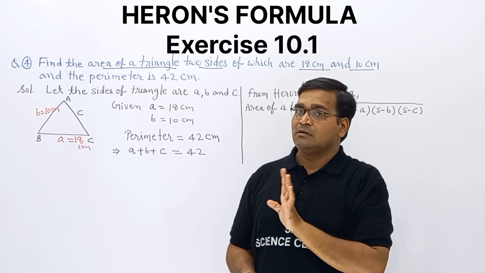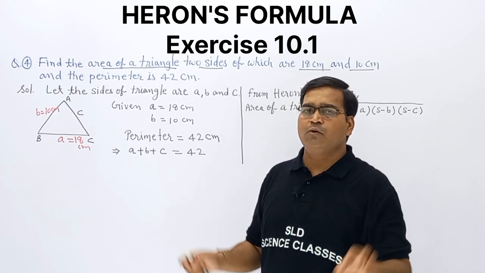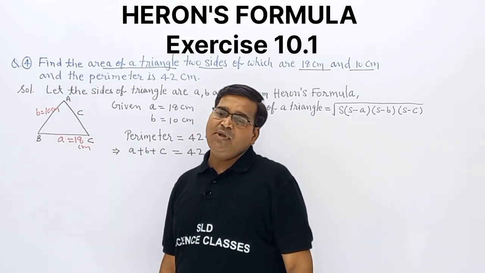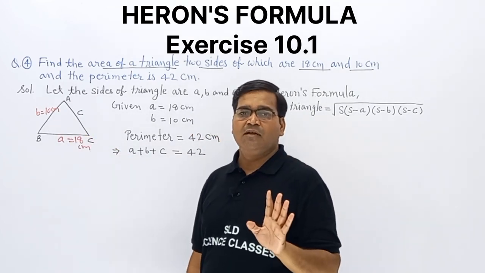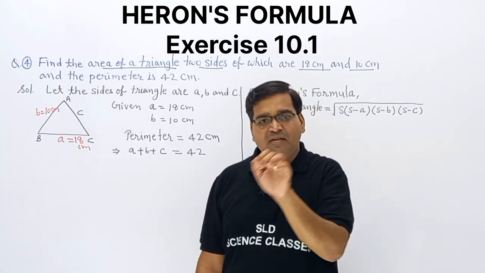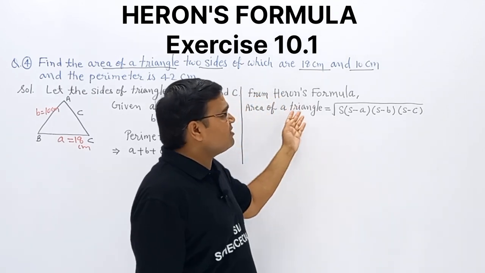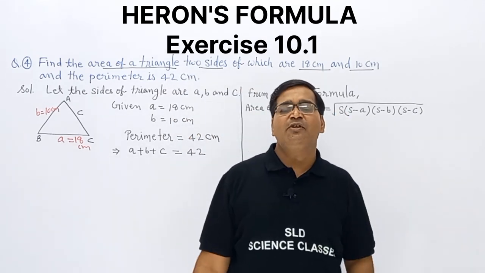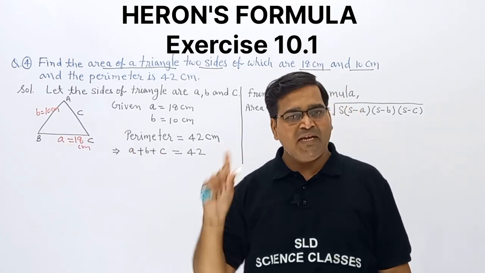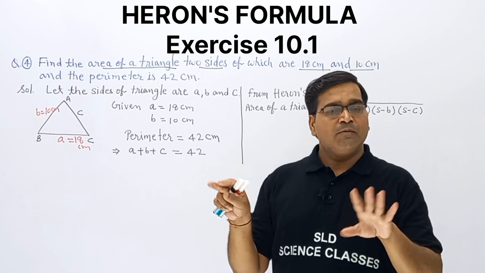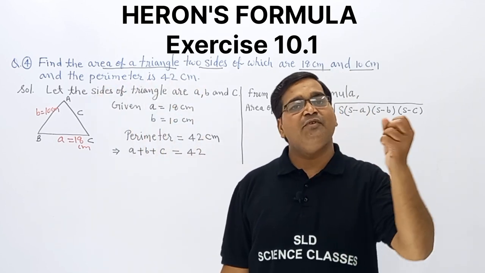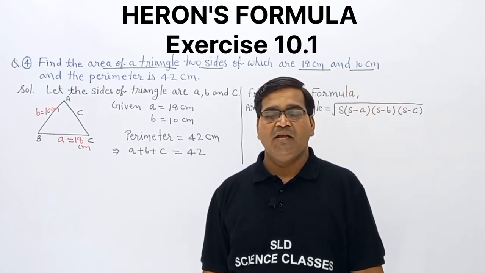But this is not a right triangle. It is not given in the question. Normal triangle we are having, with two sides given in the question. So how will we find the area? If a right triangle, there is no need to use this formula. Directly, area of triangle will be 1 upon 2 base into perpendicular, and by using the Pythagoras theorem we can find the remaining sides, put values there and find the area of the triangle.